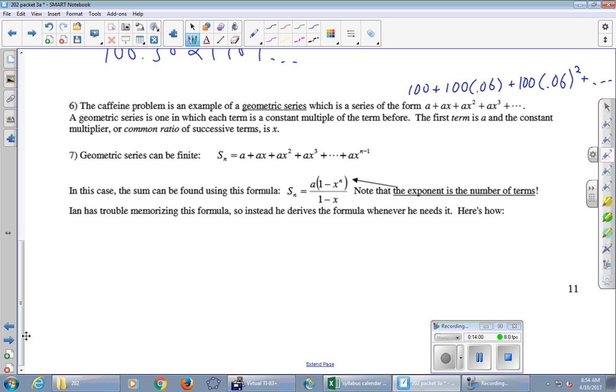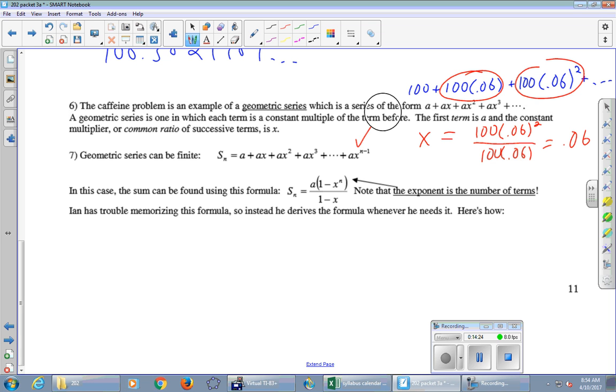The reason we call it the common ratio is that, for example, if you take one term and divide by the previous term, what do you get in this case? Isn't that 0.06, which is the ratio? Right, you can create it by dividing. Okay, the geometric series can be finite, meaning it stops at some point, or it can be infinite. We'll do those on the next page.